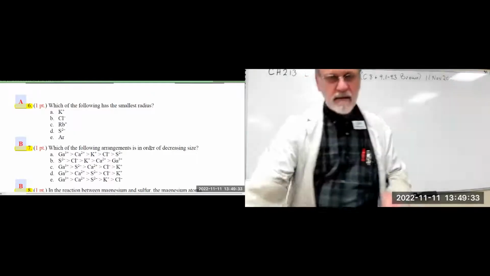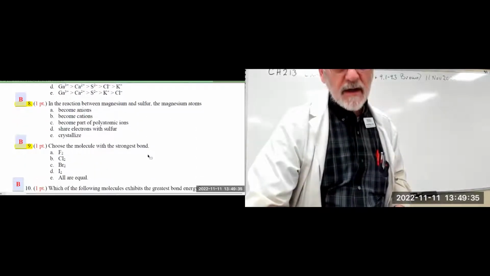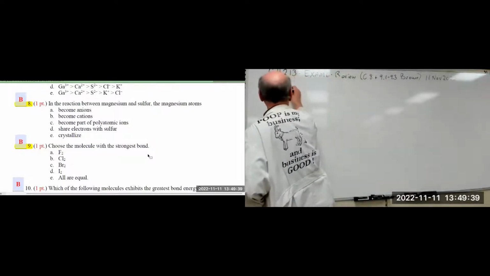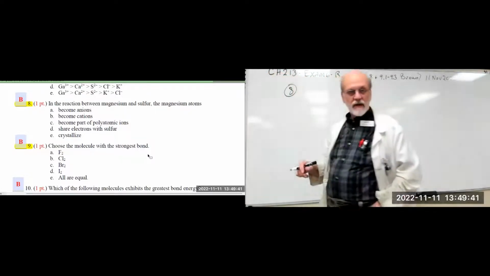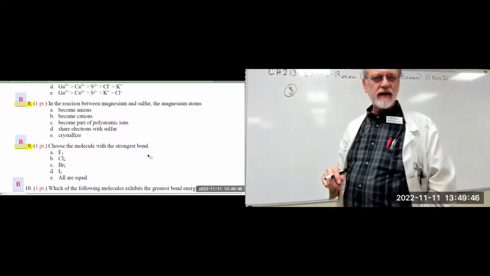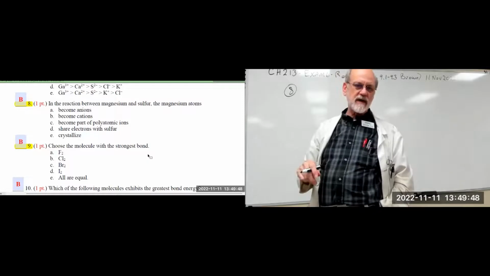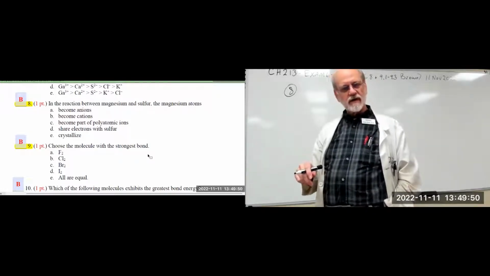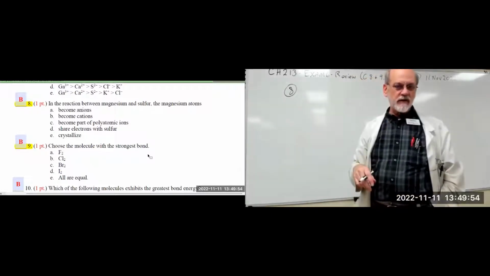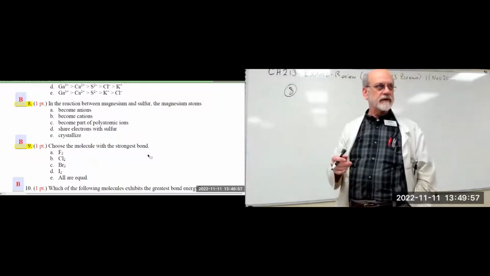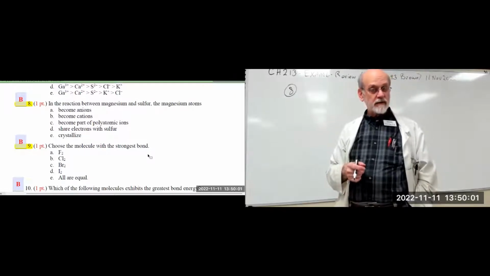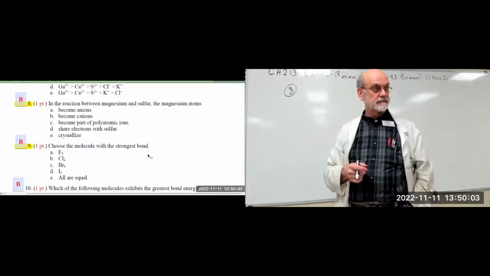That was 7, 8, 8 and 9. In the reaction between magnesium and sulfur, the magnesium atoms what? Become anions, become cations, become part of polyatomics, share electrons, crystallize. I think crystallize was just thrown in there because they didn't have a clue what to put for E. Share electrons, no. Not between a non-metal and a metal. That can't be.